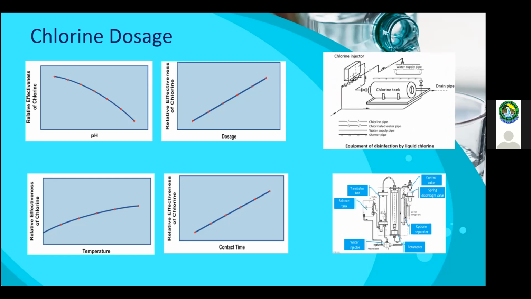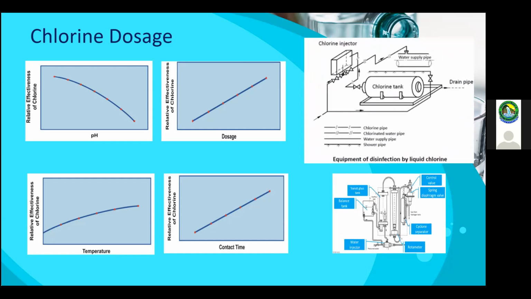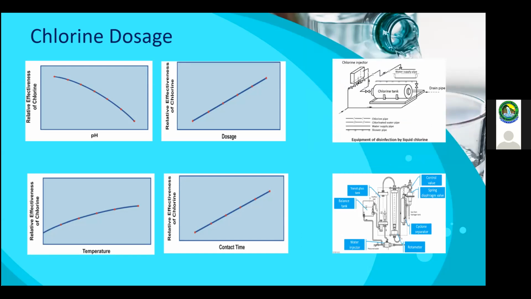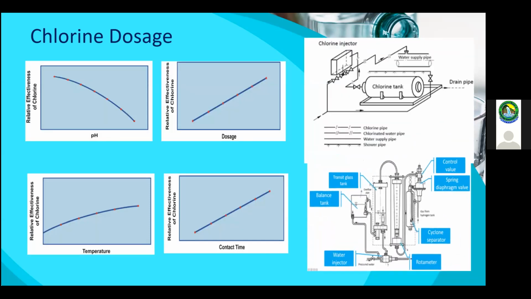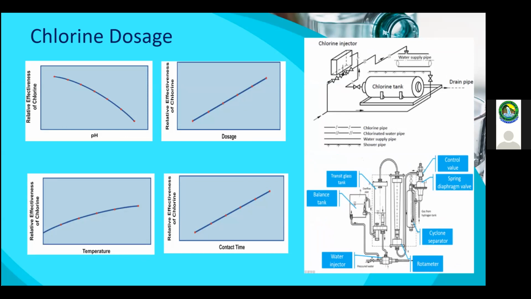If we look at the curve to this extreme right here, this is basically the disinfection equipment if you're using liquid chlorine. It's a schematic of your chlorine tank, the chlorine injector, and then the associated piping. And this bottom one here, really, it's the instrumentation associated with your chlorination system.